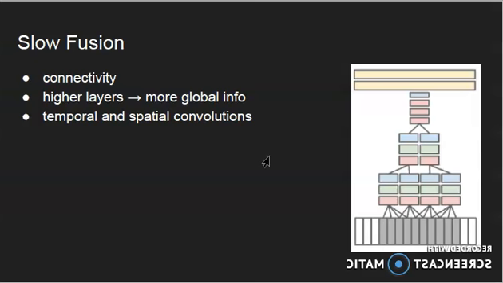Slow fusion has connectivity to higher layers with more global information, and since it has higher layers, it gives more information, and then temporal and spatial convolutions.